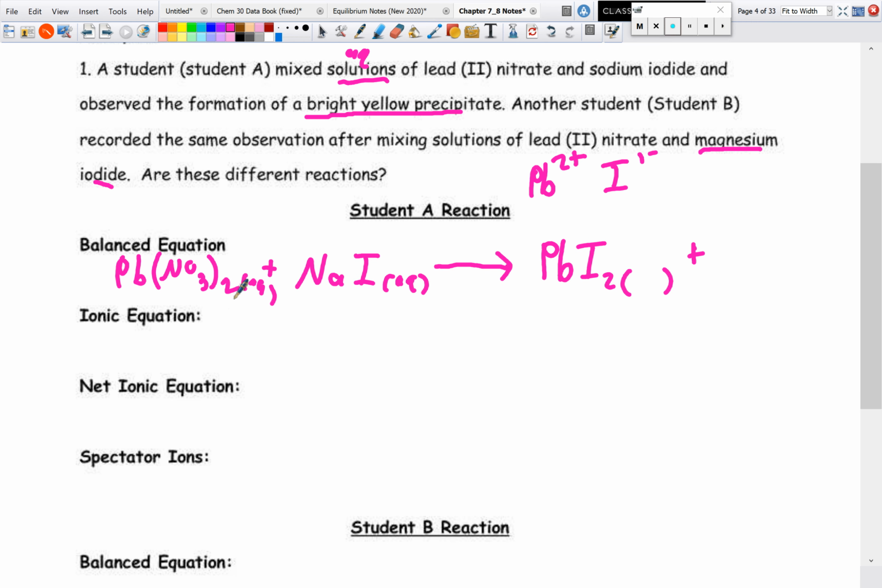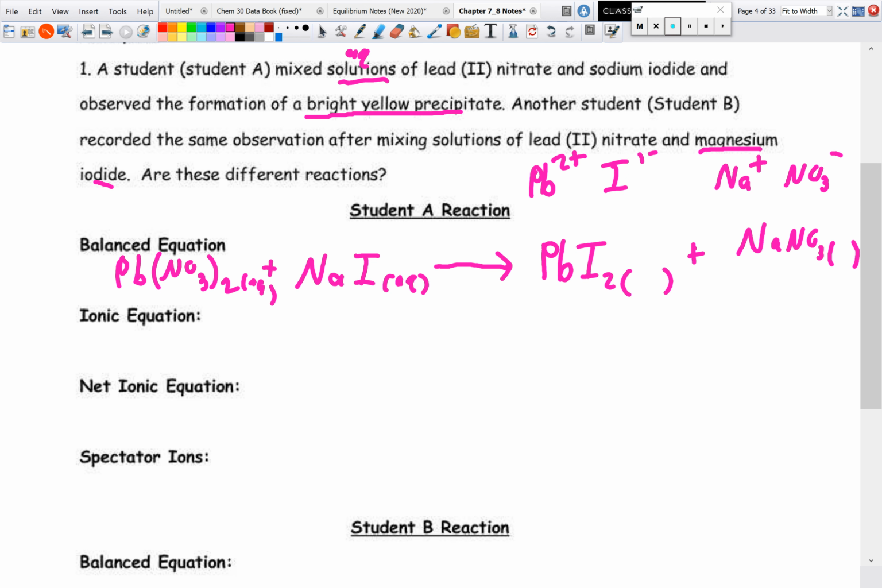Now our next one, sodium and nitrate are going to pair up. So same thing. Check your periodic table. Sodium is just Na plus 1. Nitrate is NO3 minus 1. So this just turns into NaNO3. And we don't know the state of matter, so I'm going to keep it blank.